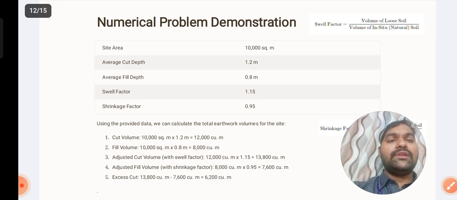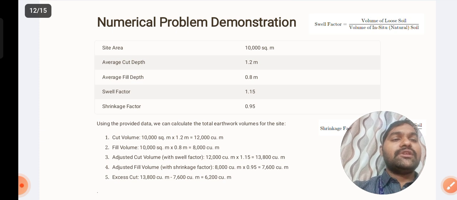And then, here is one more numerical demonstration, regarding the swell factor and at the same time the shrinkage factor. The swell factor is equal to volume of loose soil by volume of in situ soil.